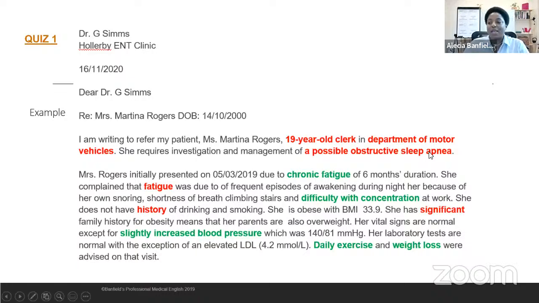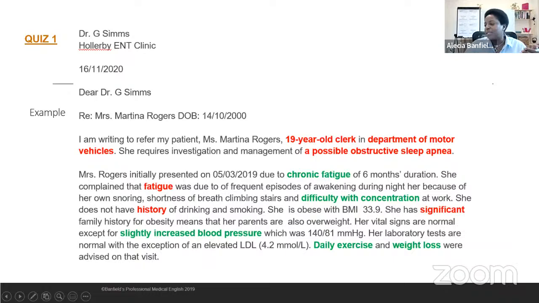Hello, hello, hello. So at this point now, we're going to do a little quiz, going back to that preview that I showed at the beginning. Here we have a letter about a patient called Martina Rogers. And the person writes, I am writing to refer my patient, Ms. Martina Rogers, 19-year-old clerk in Department of Motor Vehicles. So let's take the first sentence.